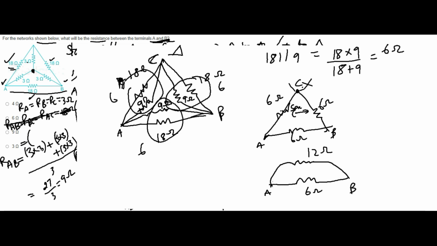Now both are in parallel because this is the one point, this one point. If both are parallel, this is equal to 12 parallel 6. So I can write 12 into 6 divided by 12 plus 6, that is equal to 72 by 18, which is equal to 4 ohm. I can write this as 4 ohm. That's all. Okay, that's about the question. Thank you.